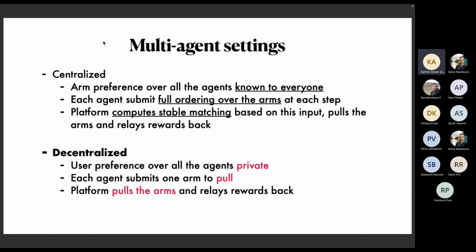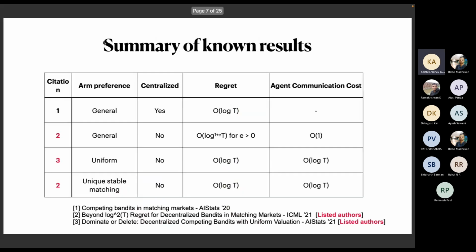So decentralized is what we have been discussing in the last slide, but I want to mention the centralized setting because we'll start with it and then look at how to do the decentralized version. The important thing in the decentralized version is that we fix a scheme and all agents play that scheme. So let's see a bunch of known results, both centralized and decentralized.